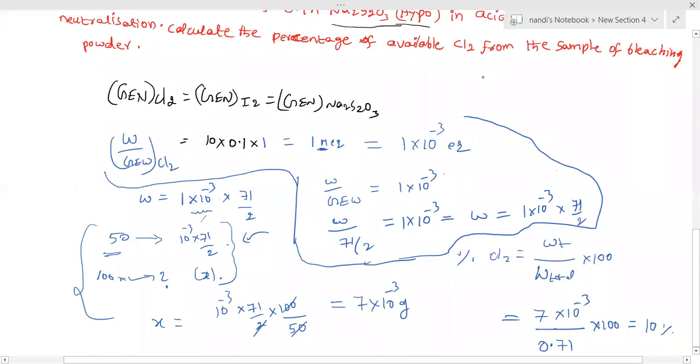Disproportionation. I think I explained that disproportionation. You can check the balanced equation of disproportionation, already given. Already we uploaded it. You can check it. Concept you know now. I hope you understood. You can do it again yourself. This is with respect to available chlorine, sir.